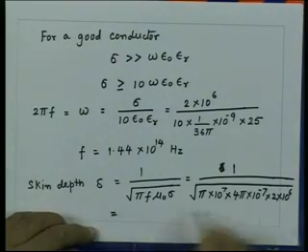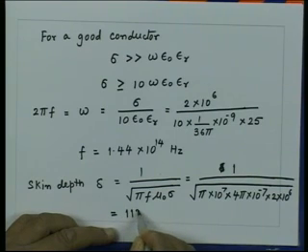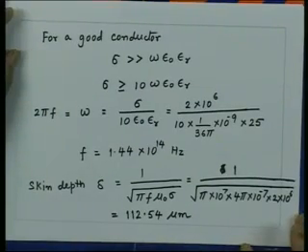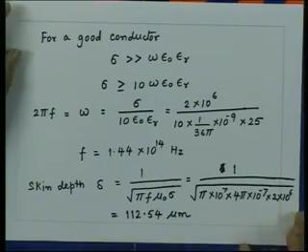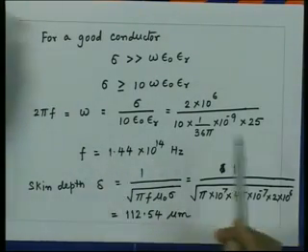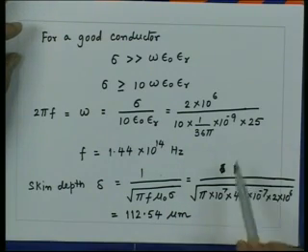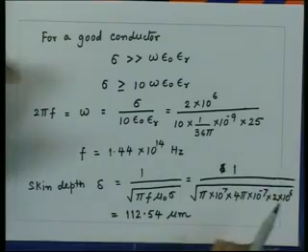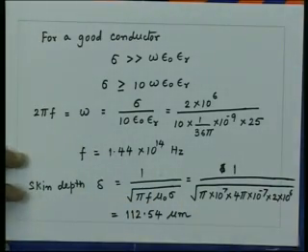So, substituting and solving this now, we get the skin depth, which is 112.54 micrometer. And recall, the skin depth essentially is the distance over which the wave amplitude reduces to 1 over e of its initial value. So, in this material, over a distance of 112.5 microns, the wave amplitude would reduce to 1 over e of its initial value.